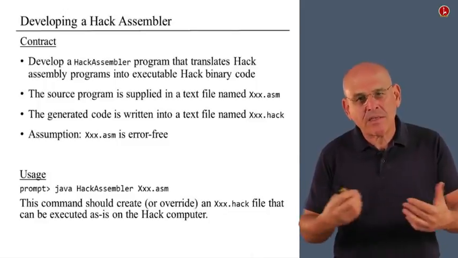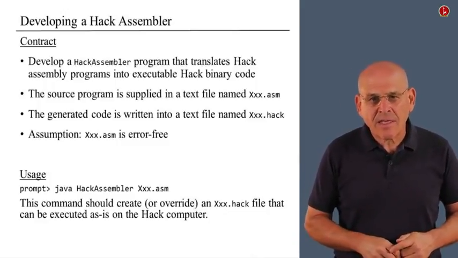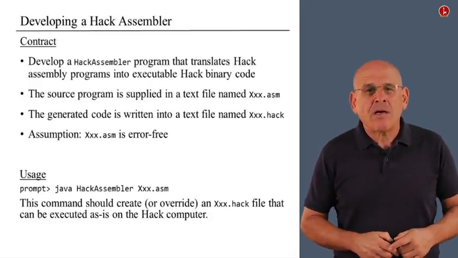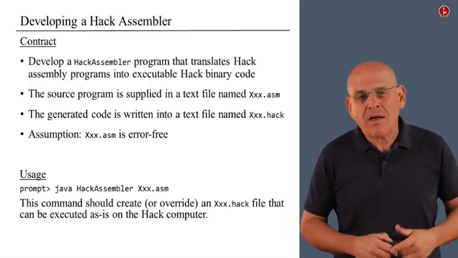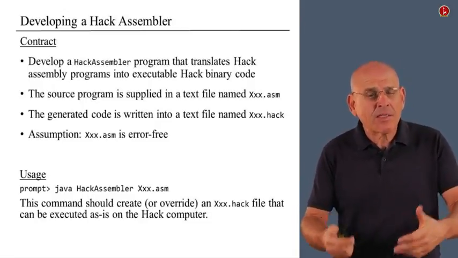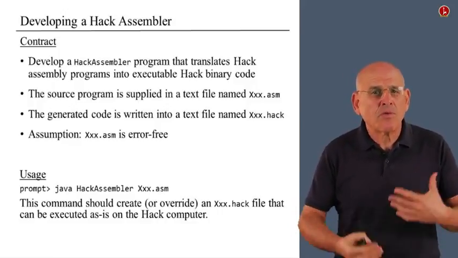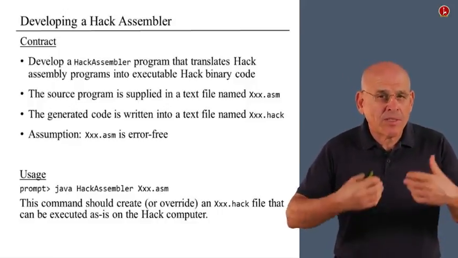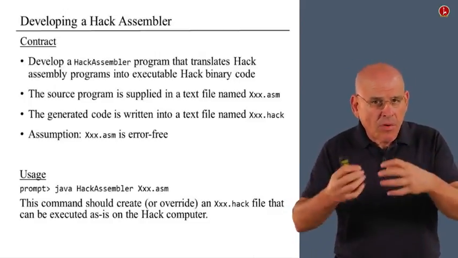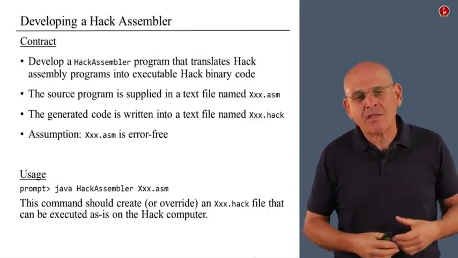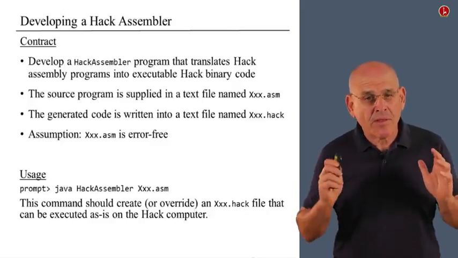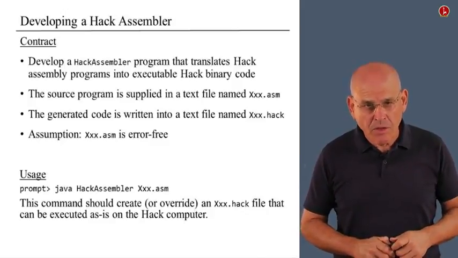It translates the supplied file, the xxx.asm, and it creates a new hack file that contains the binary code. And if this file already exists, it overrides it. So this is what you normally do, right? You write a program, you assemble it, translate it. If you don't like the result, you make some corrections to the source code, you reassemble it. So it makes sense to override the same target file again and again. So that's what we have to do in this project.